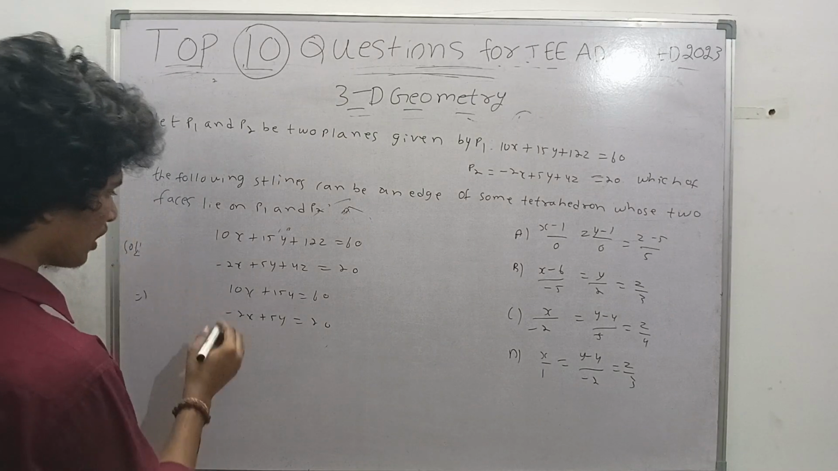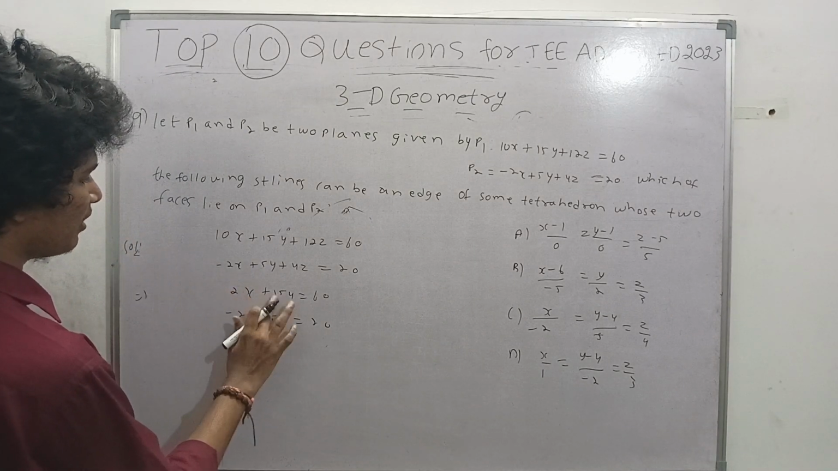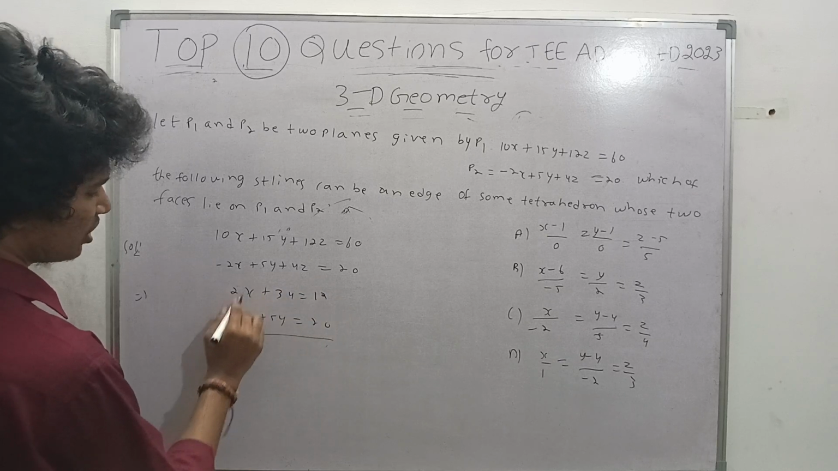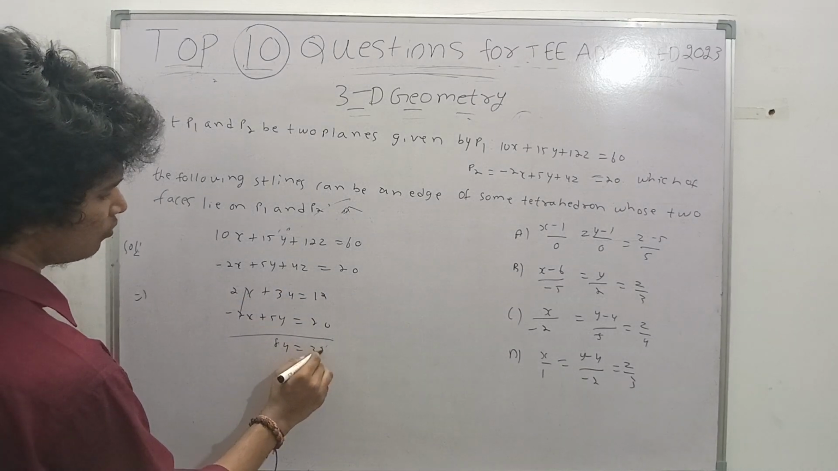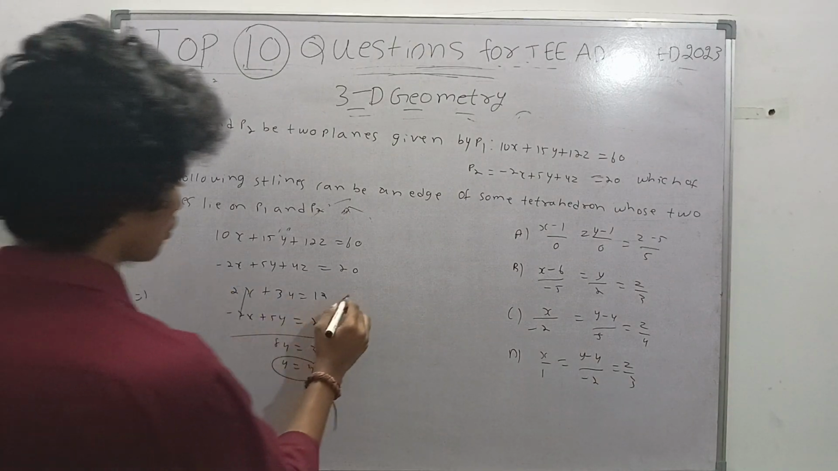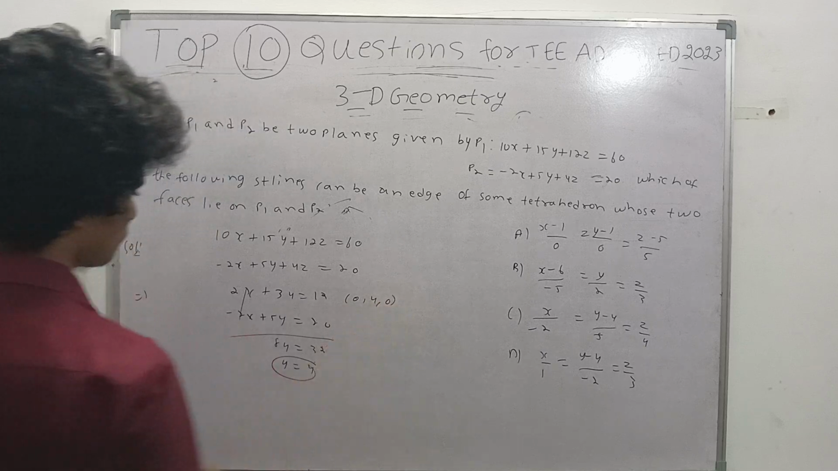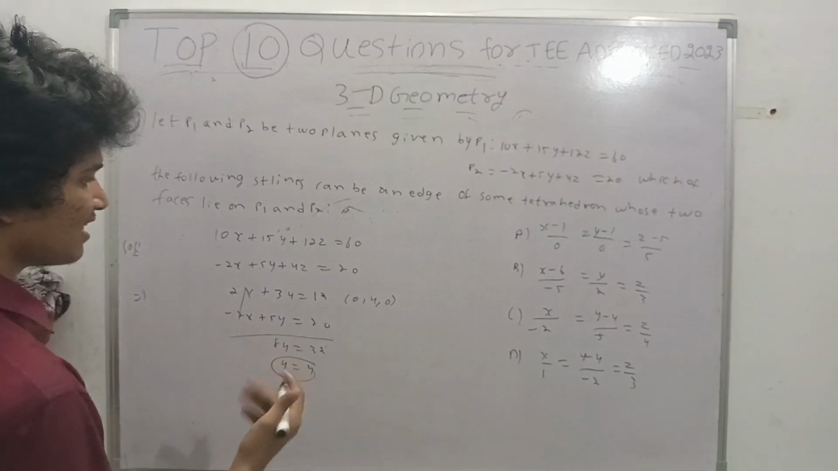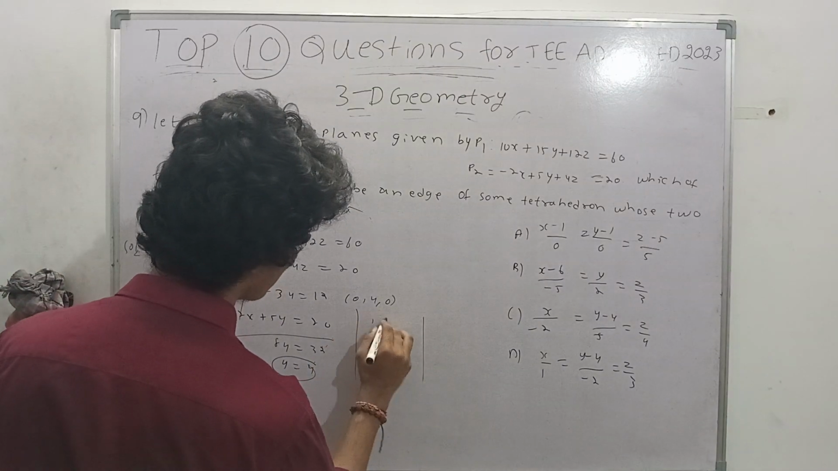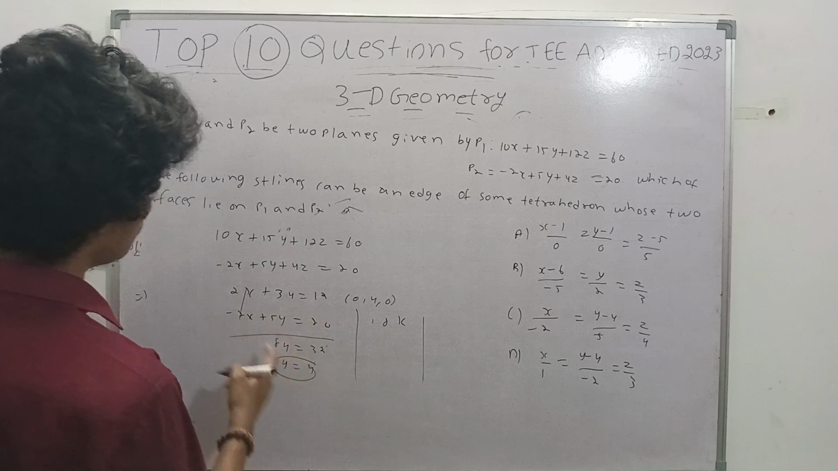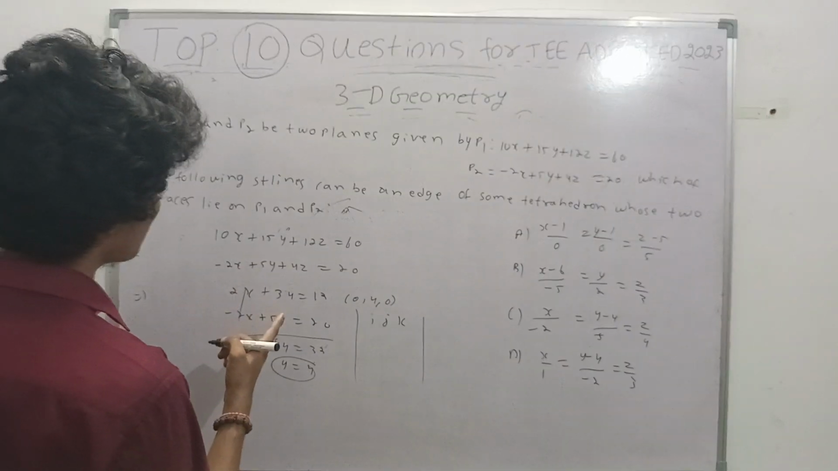What we can do here, we can divide by 5 here. It will be like this. Addition: 8y equal to 32, y equal to 4. When y equal to 4, x equal to 0. So 0, 4, 0. Understand? 0, 4, 0 is the point. And what is the direction now? The direction can be found by the cross product i, j, k using the normal vectors.